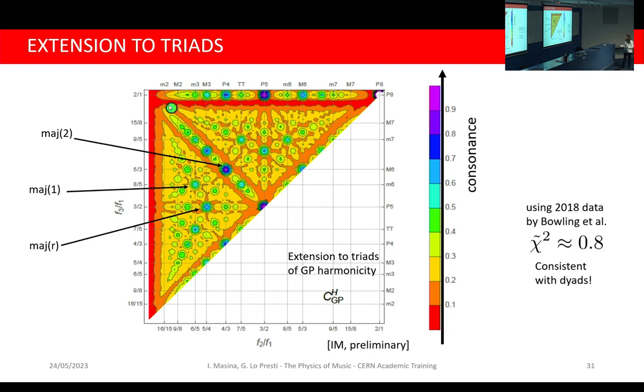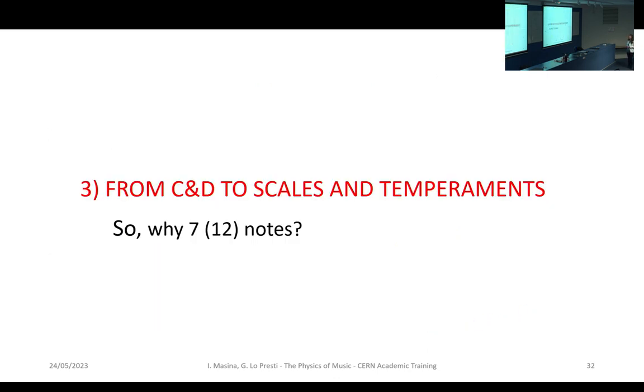Anyway, using data from this paper by Bulling et al., who did a test for all the triads that you can imagine within one octave, you find that this model has a reduced chi-square of order one. So this is even consistent with the dyad results. Wow, fantastic. Okay, at least we enjoyed this. So this is the part of the fit, how theoretical physics has to face this kind of data.